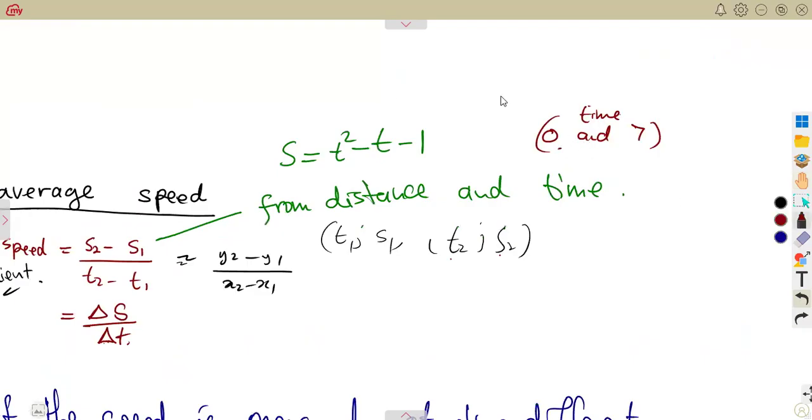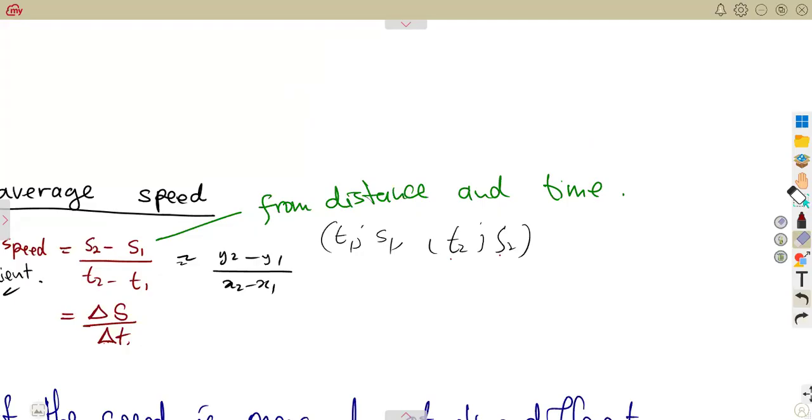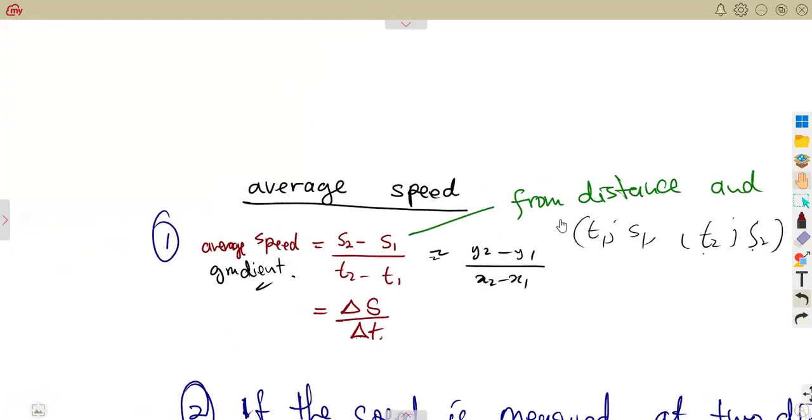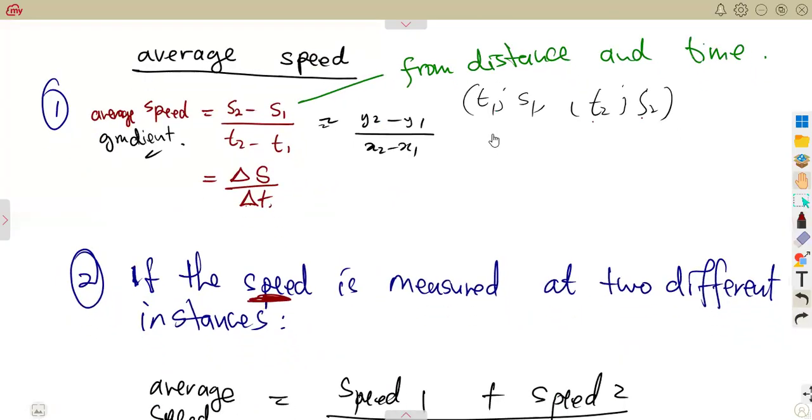When t is 0, you substitute in place of t and obtain the value of s from there. When t is 7, you substitute and obtain the value of s from there. Using the exact values, you determine your gradient. So you must substitute into the original function. Whenever you're given a function, you must be given two corresponding values that you use.